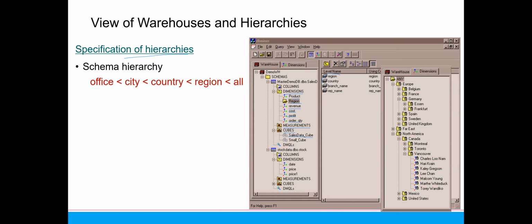And the level name can be seen like this. If it is based on the region, or the country, or the branch name, or the representative name. Okay, this is the office. So you can look at this one in Europe: Belgium, France, Germany, Spain, Sweden, United Kingdom. And in North America, we have Canada, and some offices in Canada are Montreal, Toronto, Vancouver. Those are the leaders or the representatives in the office in Vancouver city.